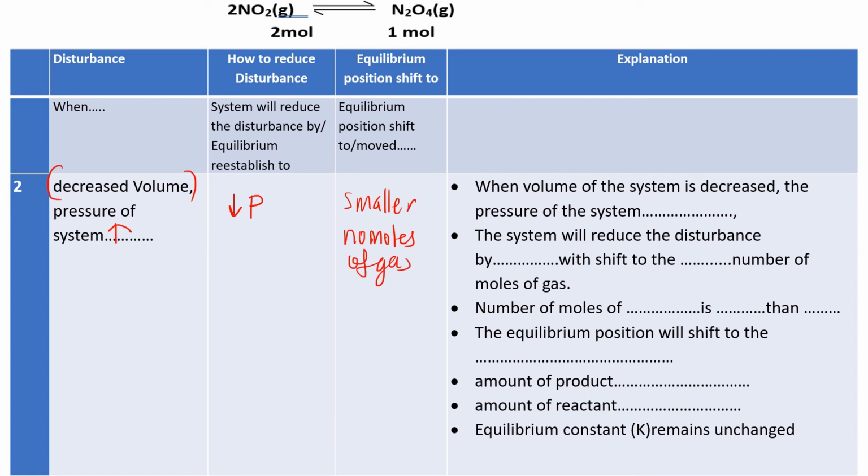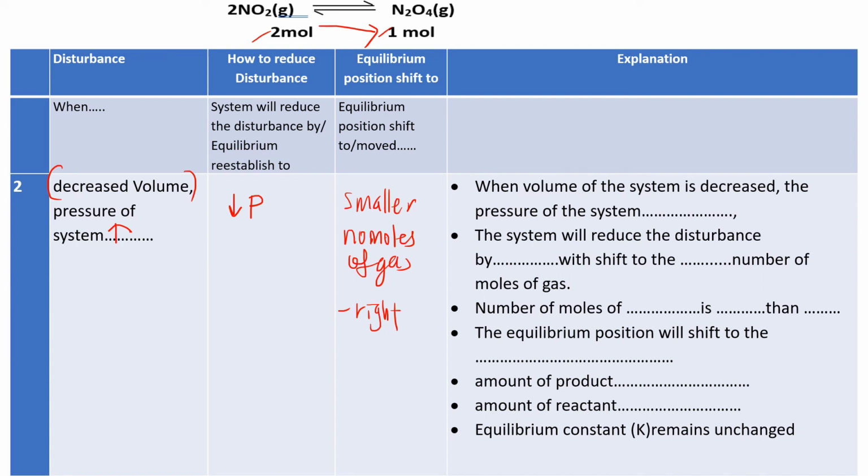So now you look at the equation from here, 2 to 1. When 2 to 1 is a shift to the direction with fewer moles of gas, meaning that the answer here is a shift to the right side. Okay, class, you just remember and understand the shift to the larger moles of gas or smaller moles of gas. Left and right depends on the equation.